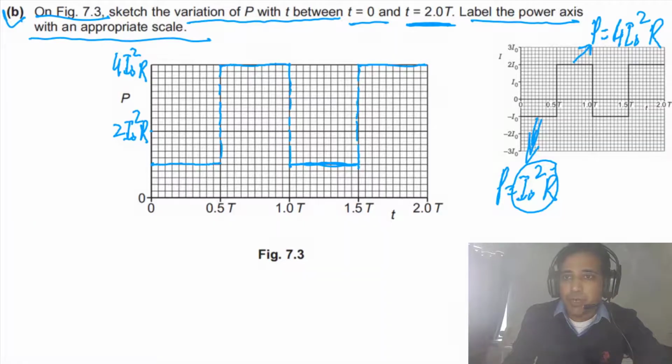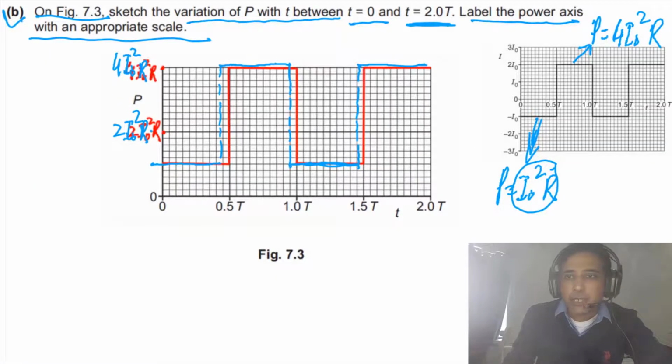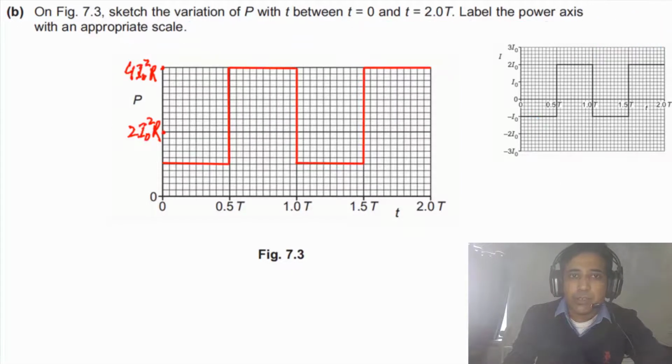Let me show you the better shape of this. You can also draw this one in a better way, so this looks a bit better. So we can also draw like this.